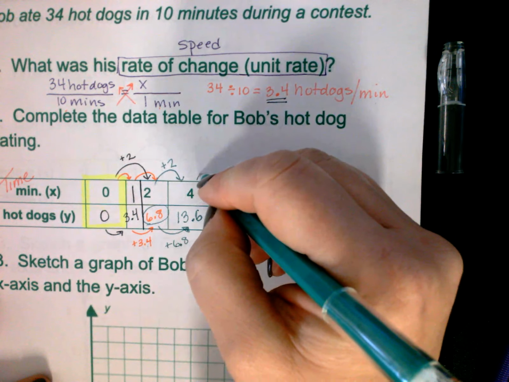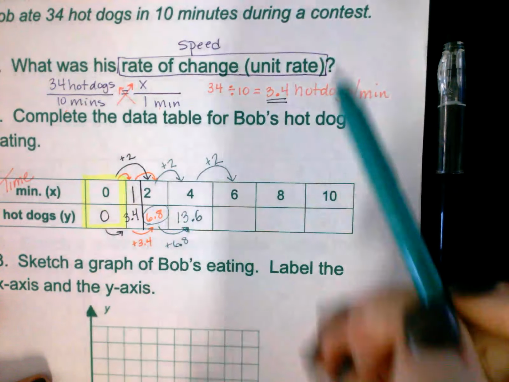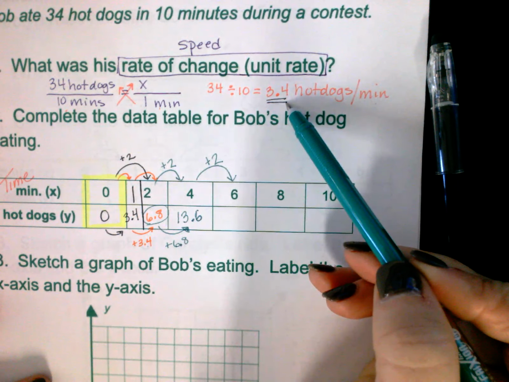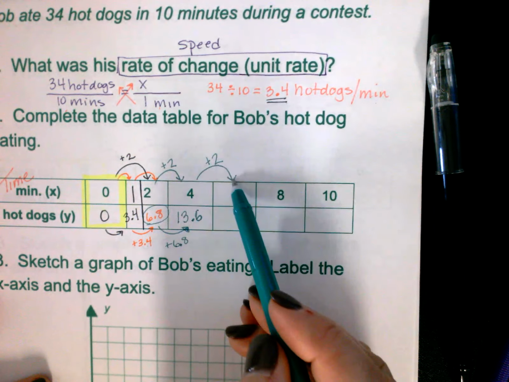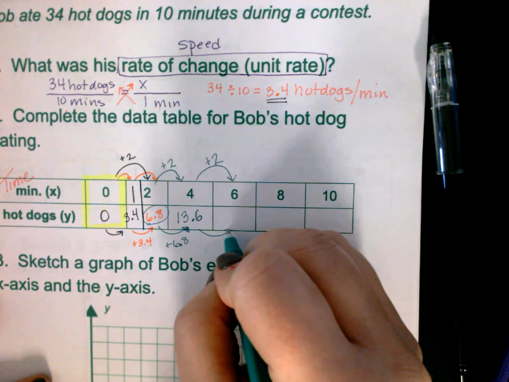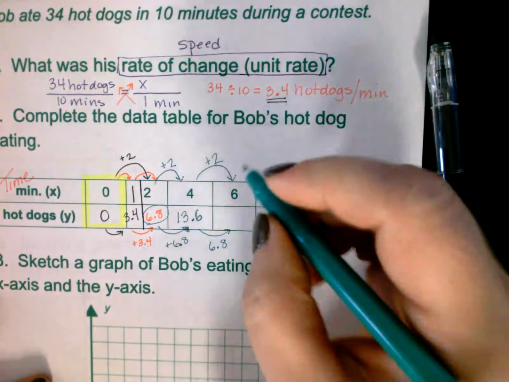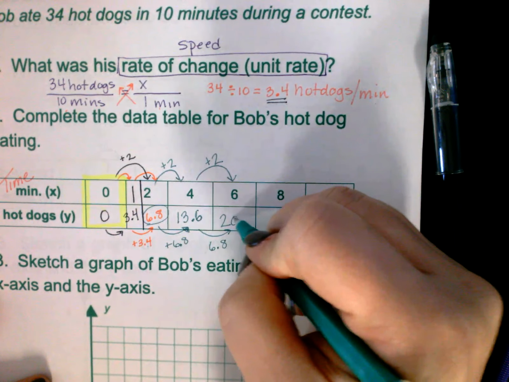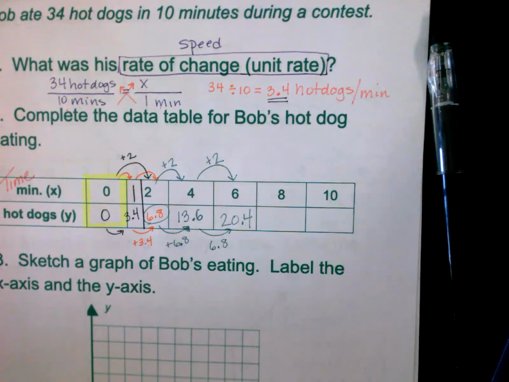Oh, again, we're doubling that. So we didn't talk about 1 minute of eating 3.4. Instead, we're working by plus 2. We know that in 2 minutes, he is able to eat 6.8. So he would have had 20.4 hot dogs eaten.